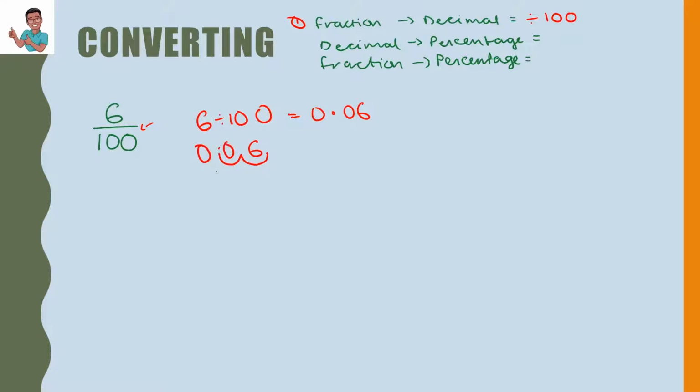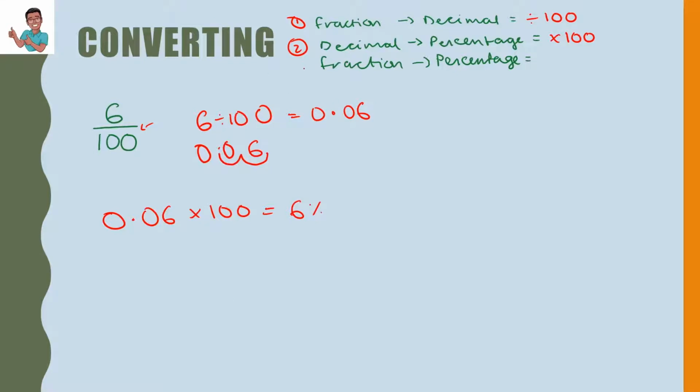Okay, let's have a look how we convert decimals to percentages. We'll carry on with this example, 0.06. When we convert from decimal to percentages, we multiply by 100. The answer for this would be 6%.